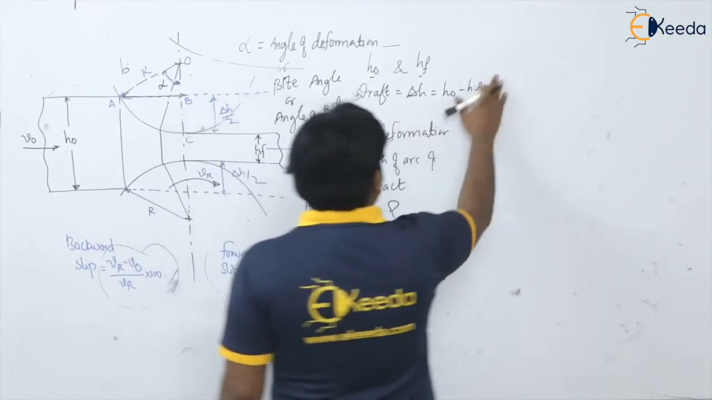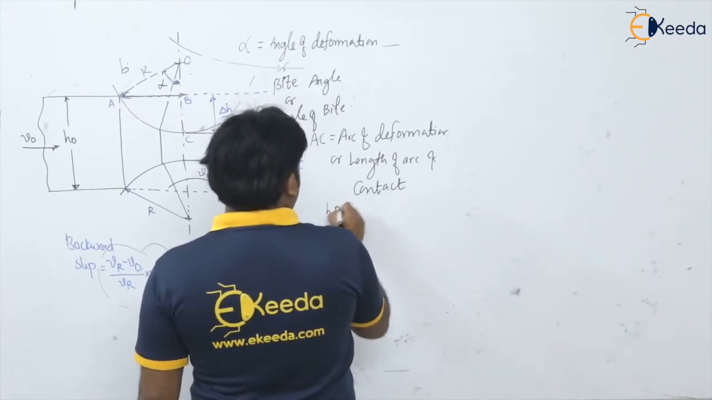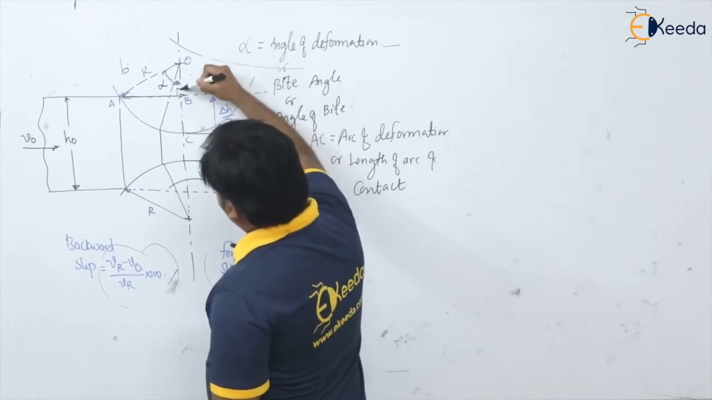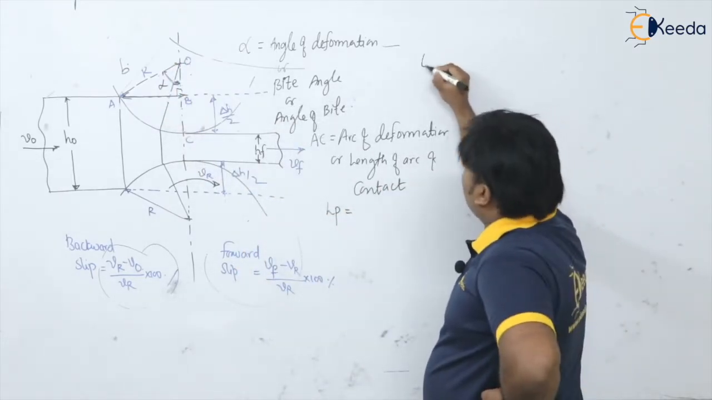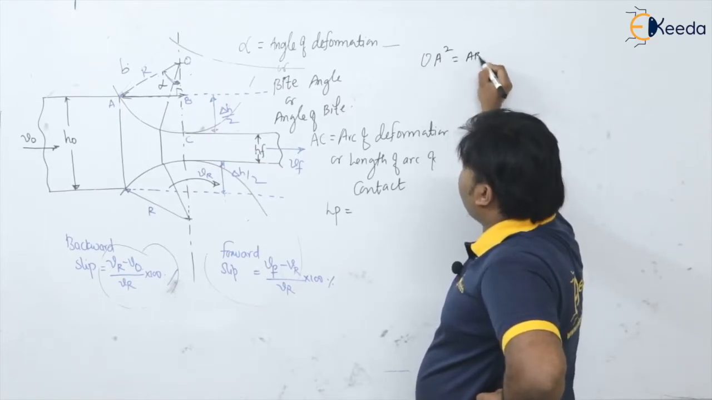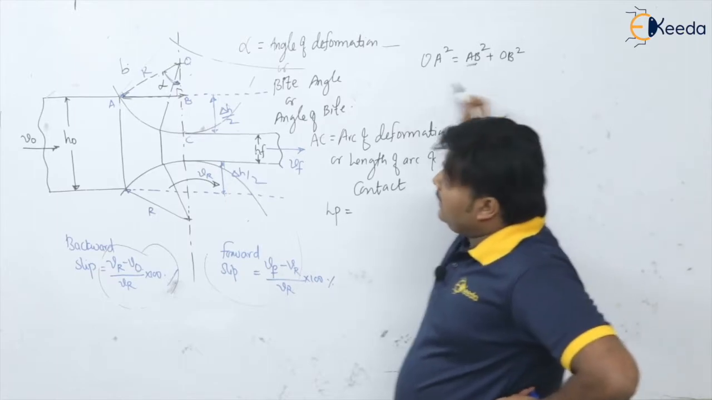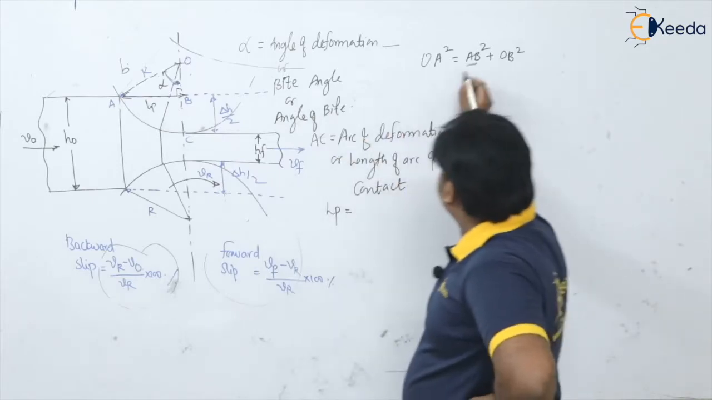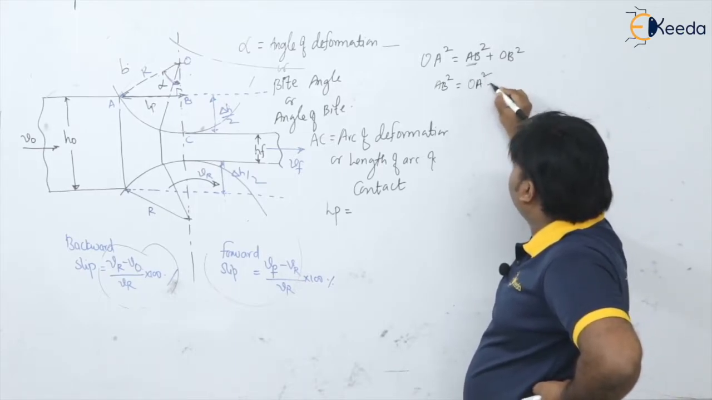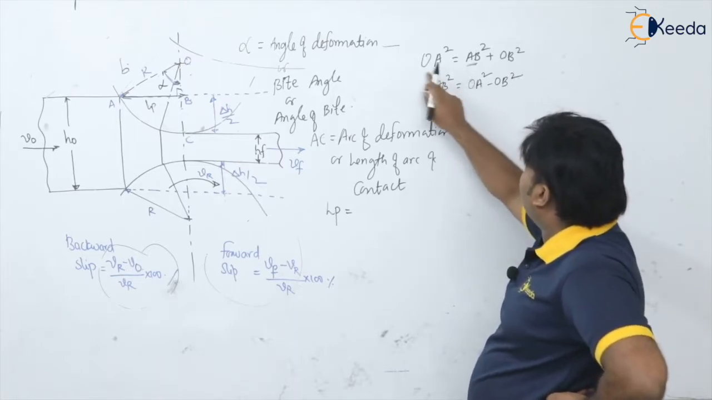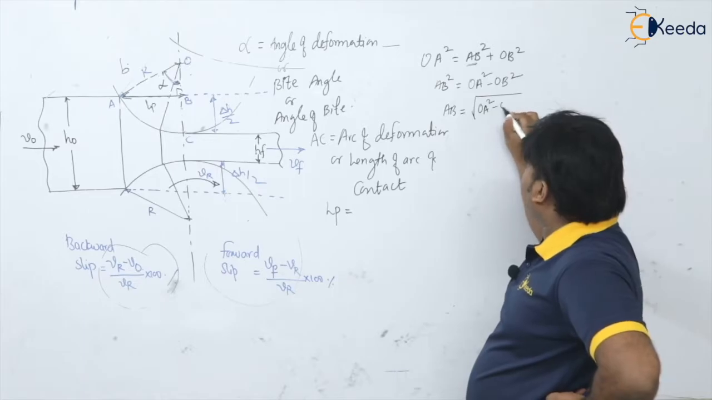So tell me, now we are doing work for this LP. Again, from the right angle triangle OBA, if we apply the Pythagoras theorem, what can you write? OA square is equal to AB square plus OB square, isn't it? From that, we want AB, which is our length of arc of contact, represented by LP. So AB square will be OA square minus OB square. Do it fast, children, quickly. From OA square, OB square is subtracted, and you get AB square. Or AB will be the square root of OA square minus OB square.